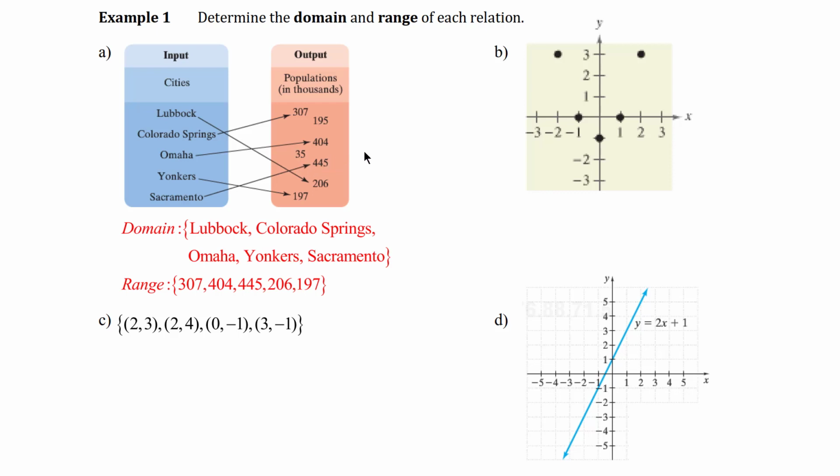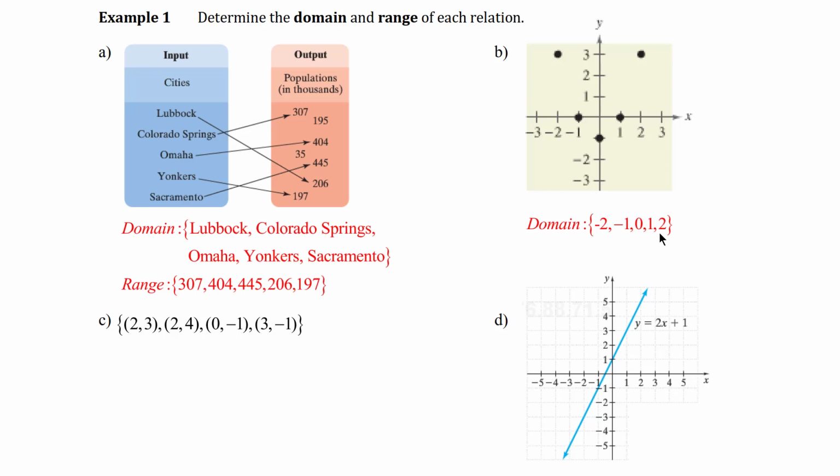Moving on to part B, we have a graph with the plotted points of (-2, 3), (-1, 0), (0, -1), (1, 0), and then (2, 3). The domain for this relation would just be all of the x values that are used for each of the points. If we take a look at the x-axis, you could see that we use the value of -2, -1, 0, 1, and 2. So we write the domain out using a set of curly brackets, and then we list the numbers as -2, -1, 0, 1, and 2.